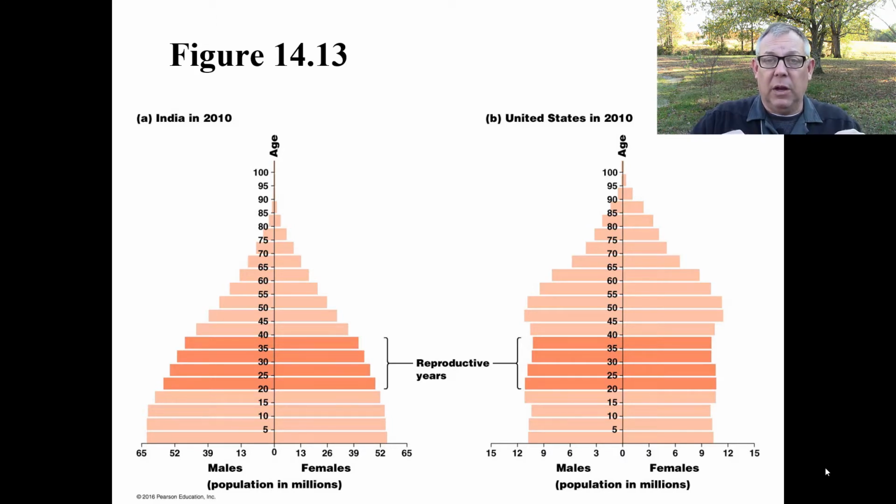They're highlighting the reproductive years, which is important because that's when you're contributing babies to the population. How many babies are being contributed is going to influence how many young you have, and you can also see how quickly people die off, and that's going to influence the size of the population. You've got India, whose population is growing very rapidly and is very huge, versus the United States, where our population growth is much more moderate. Look at the numbers on the x-axis, and you can see that the scale is quite different. India has a lot more people, and they're growing a lot faster.